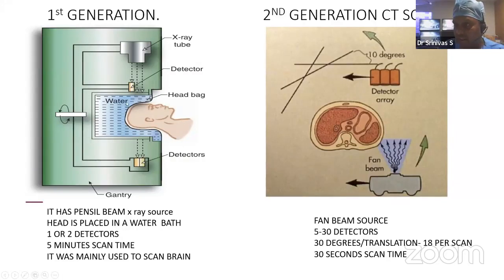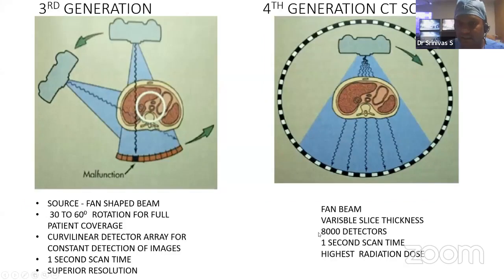Later, as this was very cumbersome, there was a fan-shaped beam source for the X-ray, and then there were 30 to 50 detectors to detect the source from the head, from the tissue, and the scan time was 30 seconds. Later, third generation CT scan used a fan-shaped beam source, and the rotation of the fan-shaped beam source was 30 to 60 degrees. The curvilinear detector array for constant detection of images was used, and the scan time was reduced to 1 second, and it has superior resolution.